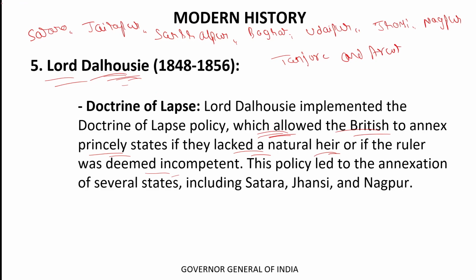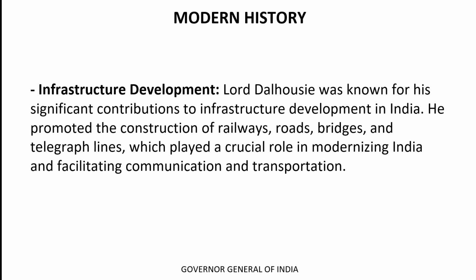Like Satara, Jaitapur, Sambalpur, Bhagat, Udaipur, Jhansi, Nagpur, and Arcot, serial wise. So this is the serial order. These areas were occupied by the British under the doctrine of lapse, either because they did not have natural heirs or because their rulers were declared incompetent by the British government. Got it? Now let's move forward.